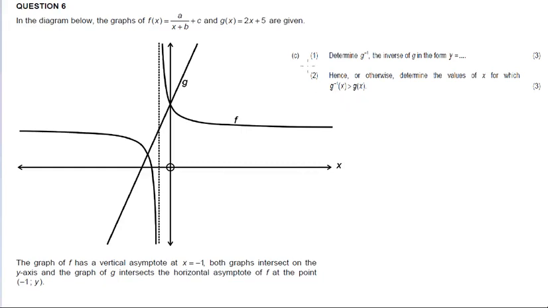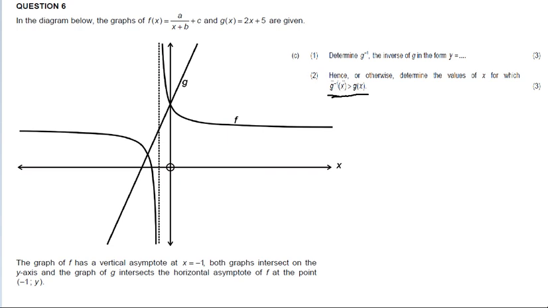Question 6c, part 2, it says hence or otherwise determine the values of x for which g inverse is greater than g. So we're looking for where the inverse function of g is above the original straight line. So in order to do that, we have to get the point of intersection between these two graphs.